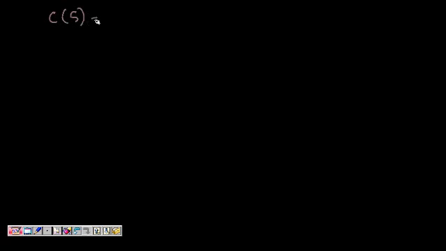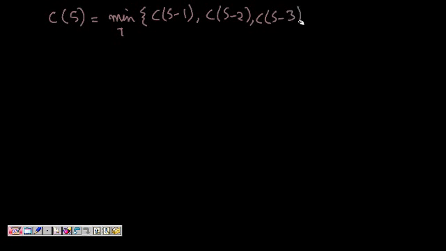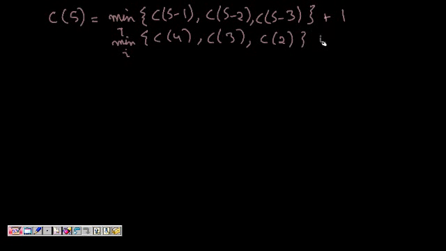So C of 5 will be the minimum over i. It will be C of 5 minus the first value, if I use C of 5 minus 2, C of 5 minus 3. So these are all the possibilities of using the coins, and plus 1, whichever we used. So now C of 4, C of 3, C of 2. These are the possible cases. So minimum of these, plus 1.